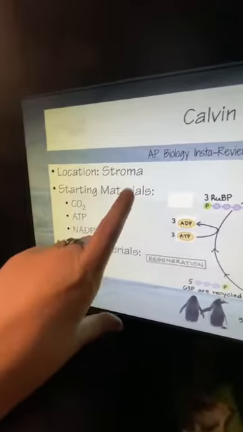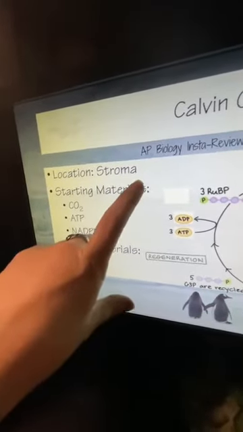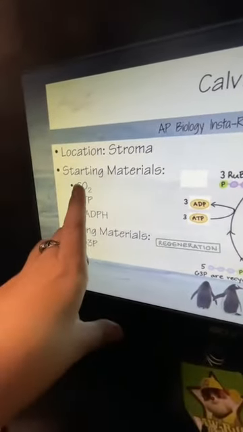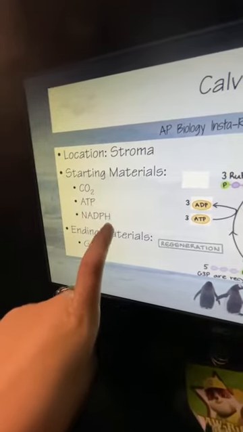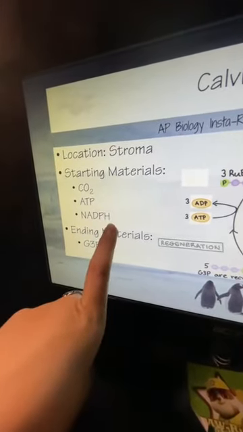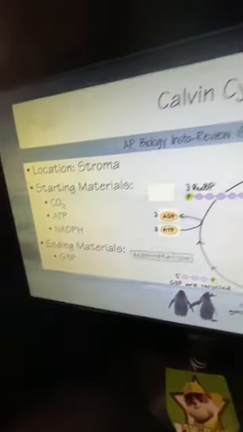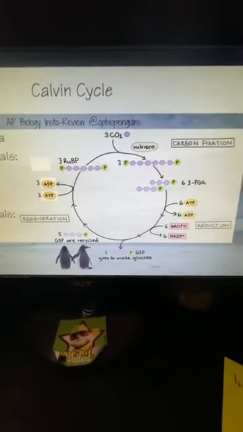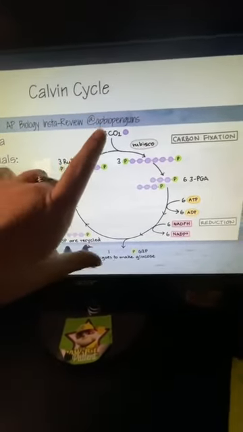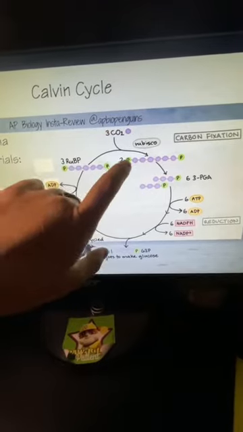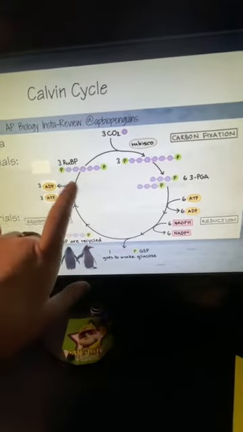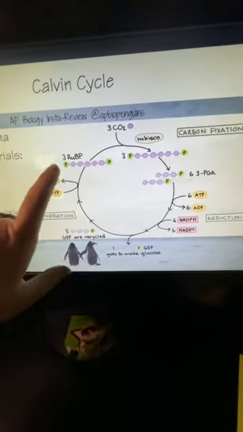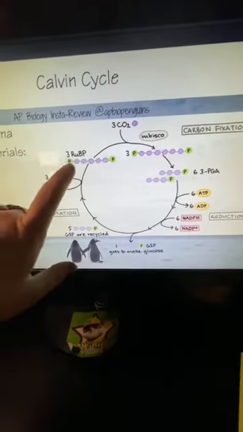The Calvin cycle is going to take place in the stroma, so it's like the cytosol of our chloroplast. We're going to start out with carbon dioxide, the ATP that we made in the light reactions, and the NADPH that we made in the light reactions, and we'll end up making something called G3P. There are 3 main steps in our Calvin cycle. We bring in 3 carbon dioxides, and they bind with something called RuBP, ribulose bisphosphate. Not important to know the name, don't worry, y'all.